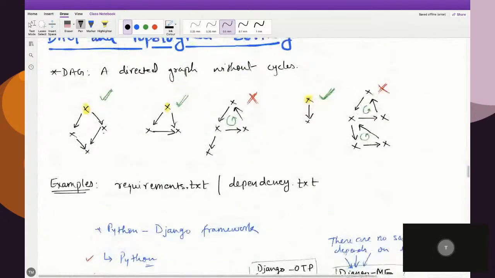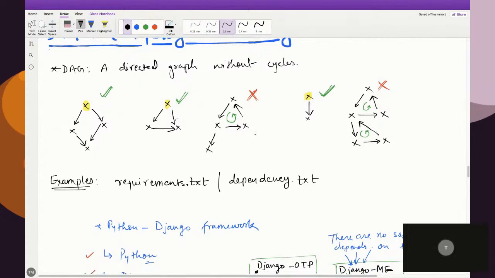So a DAG is a directed graph such that there are no cycles. For example, here I have drawn 5 examples. Out of these, the ones with a green tick are DAGs, but the others are not a DAG, right?